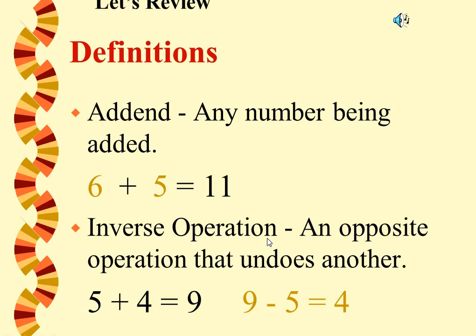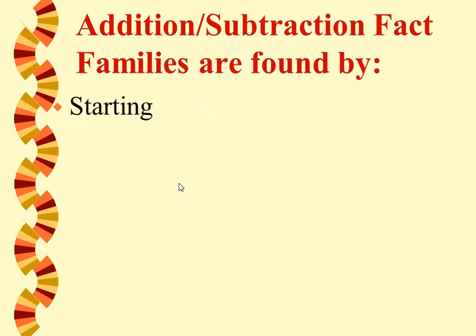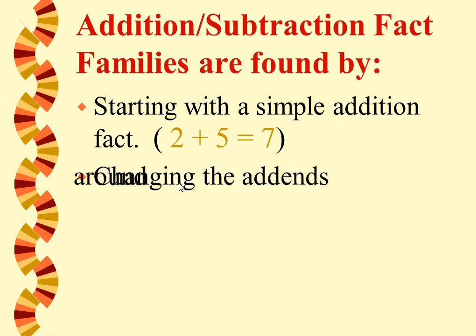So if we represent the relationship between addition and subtraction, this is what we call the operation and the inverse operation. And the connection between them is actually a family, what I call the fact family. Now, let's talk about the fact families of addition and subtraction first.